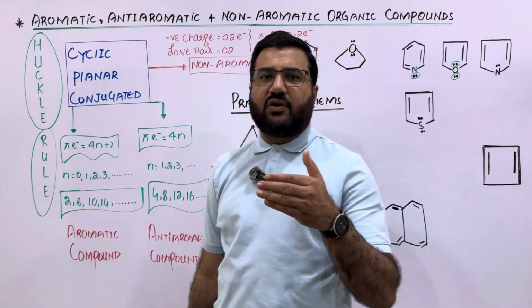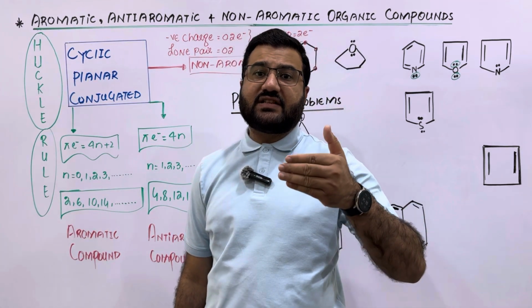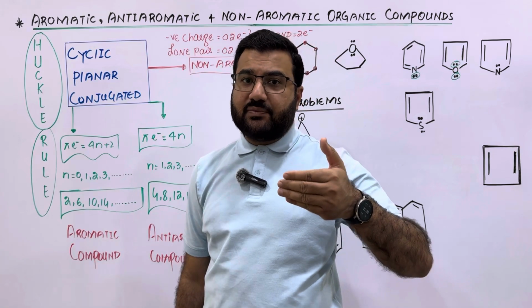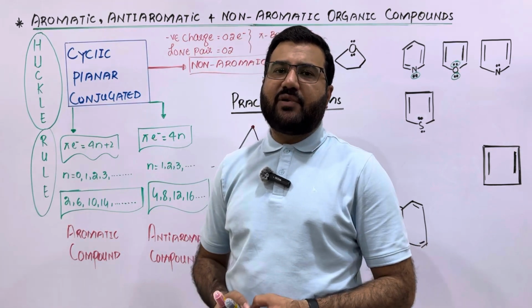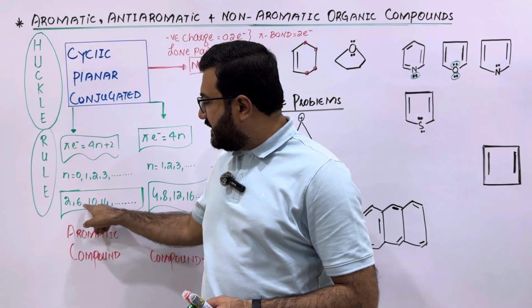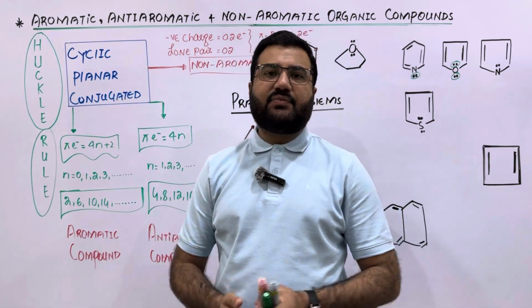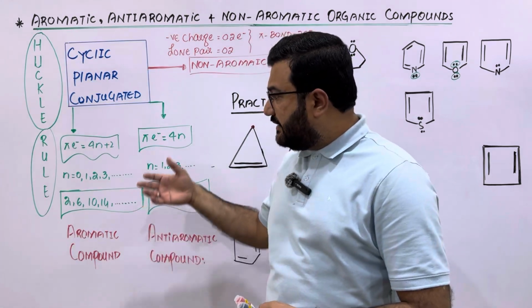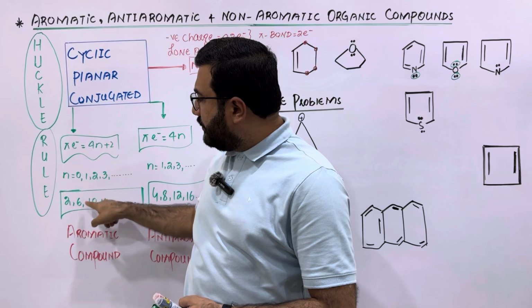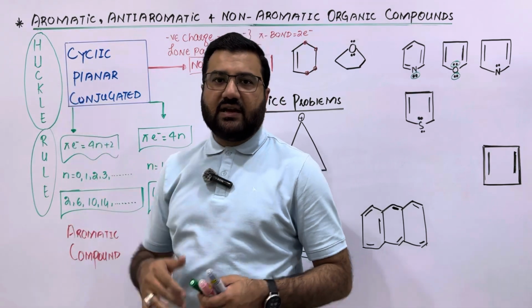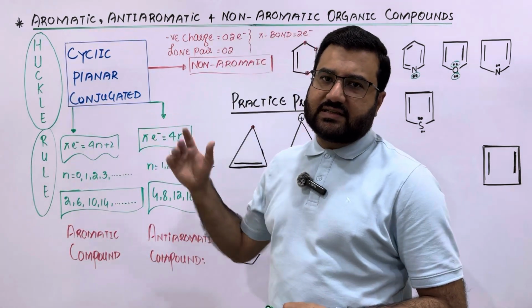So aromatic compounds are those organic compounds which have cyclic structure, planar geometry, they have conjugation or cyclic resonance, and the number of pi electrons is either 2, 6, 10 or 14. These compounds are the aromatic compounds, and this aromaticity is defined by the Huckel rule. This formula to calculate the pi electrons was presented by Huckel, so this is called Huckel's rule.